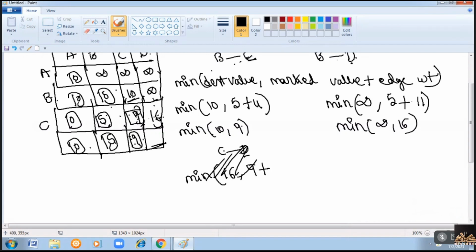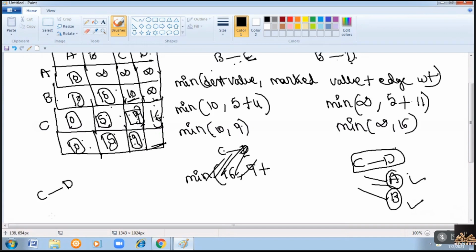In the graph, if you see, C is directly connected to D, it is directly connected to A, and it is also directly connected to B. But A and B are already marked as permanent. So you cannot consider these two edges. Why? Because the minimum edges we have already considered. So you have to consider only the edge C to D.